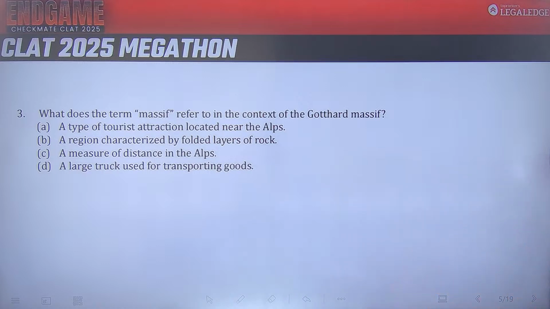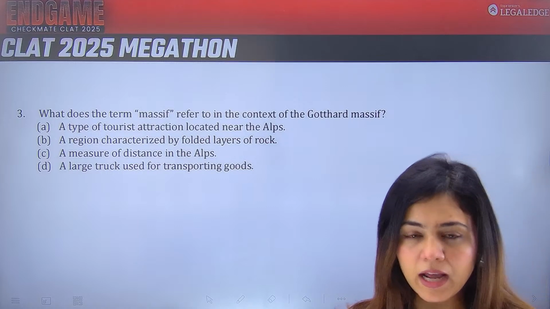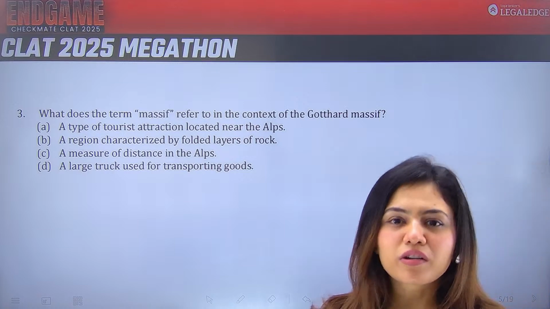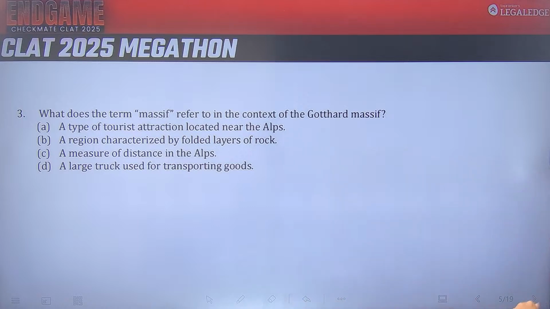और contextual vocabulary हम कैसे समझते हैं? By reading the line above in which the word is given, by reading the same line, and by reading the line below it. ठीक है? So that's how we understand the context of a word. तो एक चीज तो तुम लोगों को समझ में आ ही गई होगी कि this word has been used in a very neutral context. ना इसका positive connotation है, ना negative connotation है, right? चलो, taking you to the fourth one.